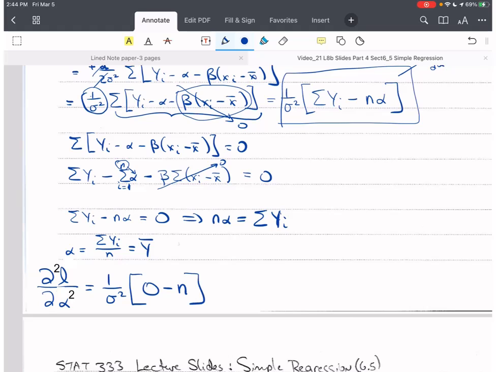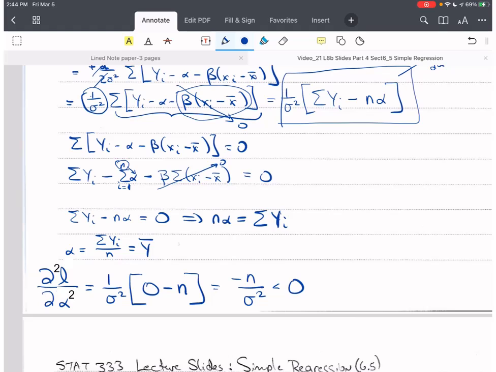And this gives me negative n over sigma squared. Sigma squared is always positive. Any squared number is always non-negative. Okay? And n is always positive. My sample size has to be 1, 2, 3, etc. So this is always less than 0.